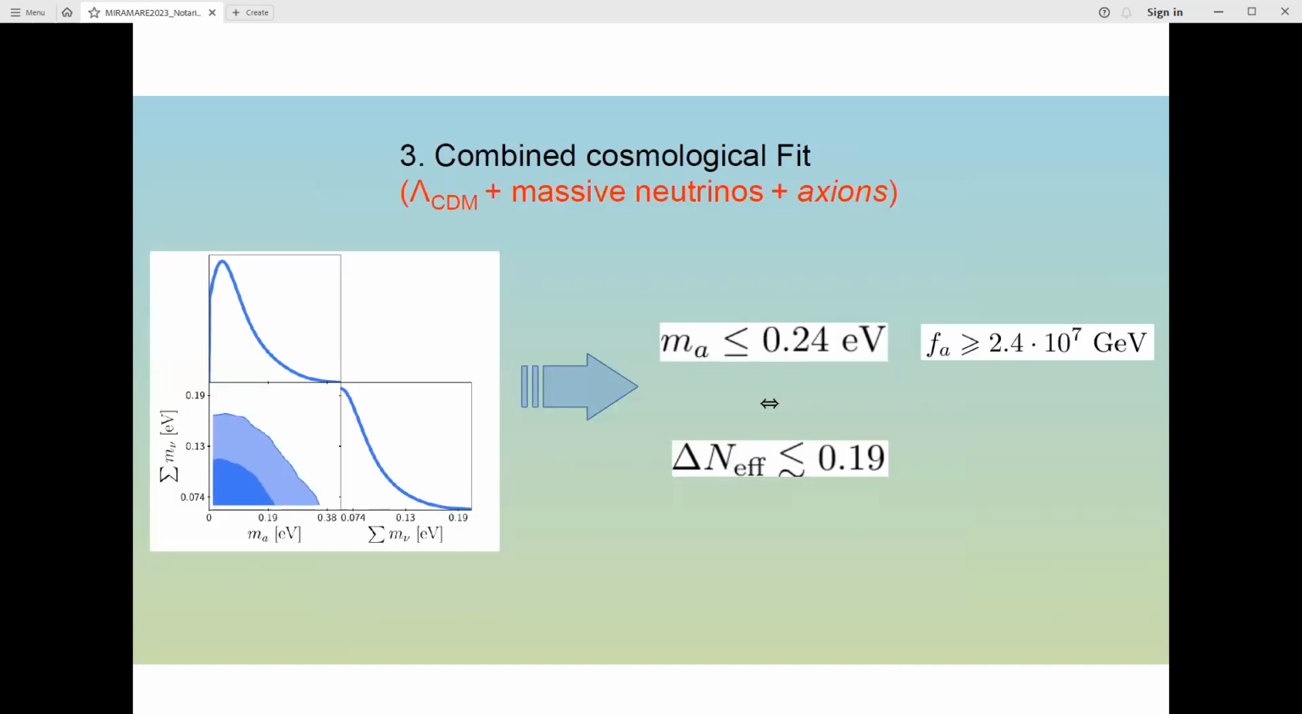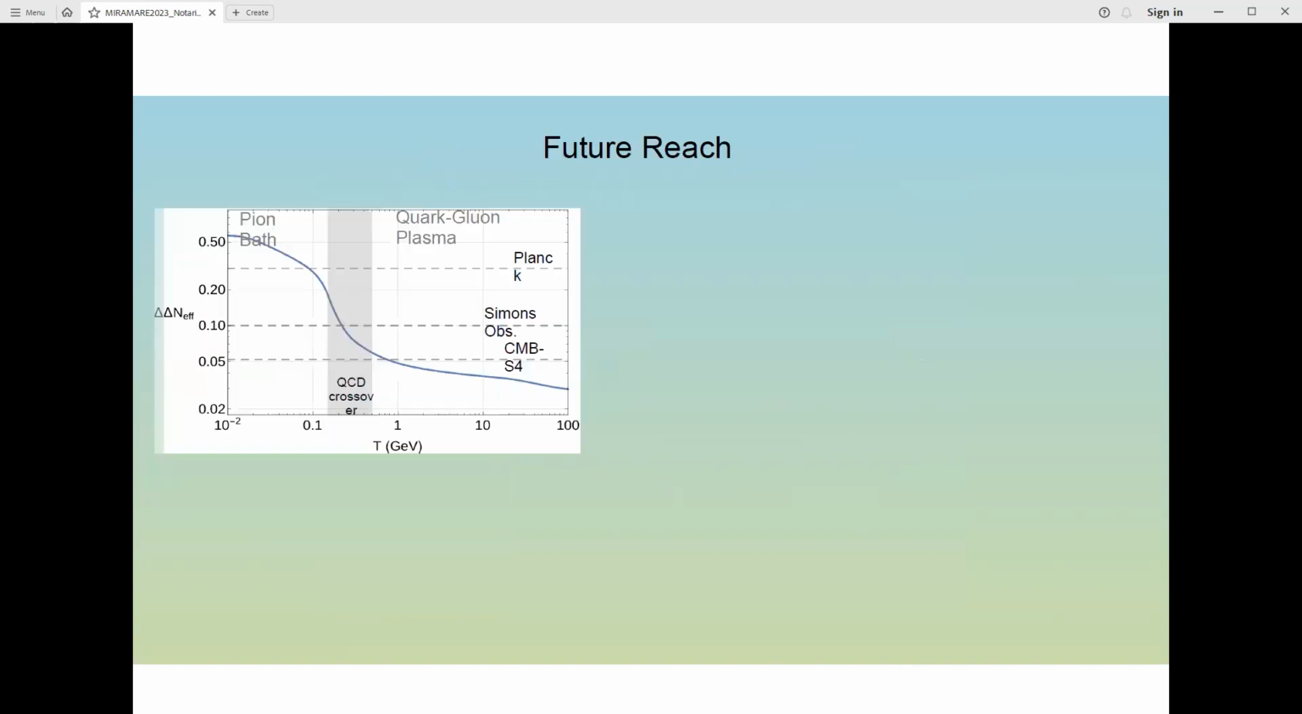And then, yeah, this is our result, 0.24 electron volts. Interestingly, let me also talk a little bit about the future reach. Future reach means that future experiments, Simons Observatory and CMB Stage 4, will be able to probe also a region with smaller delta N effective, which is around 0.1. And this is precisely around the QCD phase transition, or above.